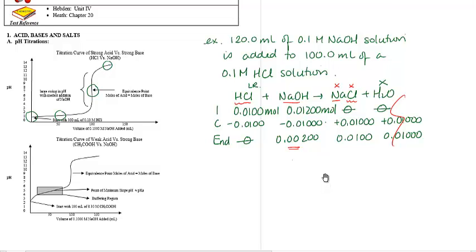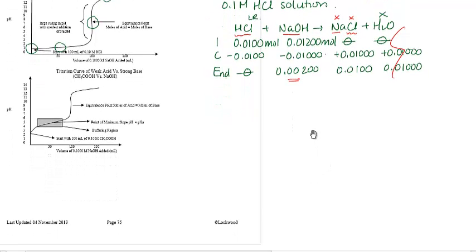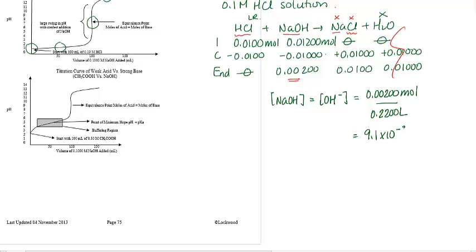So now we are taking a look at the concentration of the OH. Since NaOH is a strong base, we know that it is going to completely dissociate, and so we are going to get an equal number of moles of OH minus, and so the concentration is going to be 0.00200 moles of our NaOH divided by the total volume, which is 0.2200 liters. So when we divide this, we end up with 9.1 times 10 to the minus 3 molar.